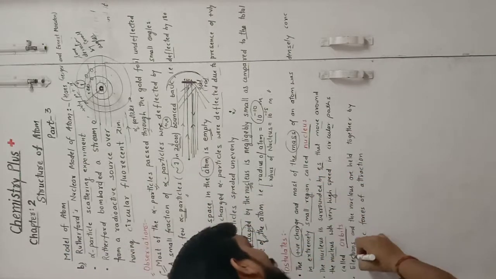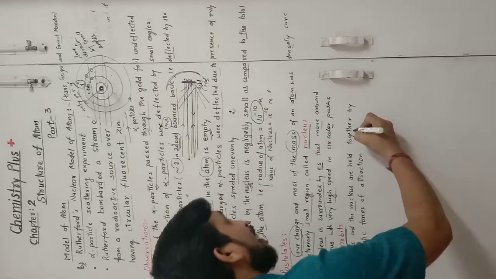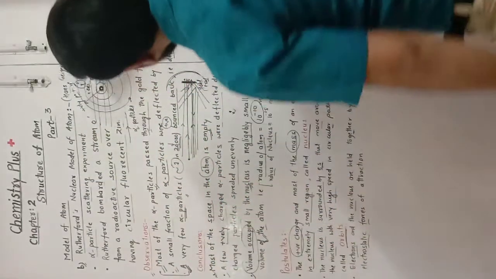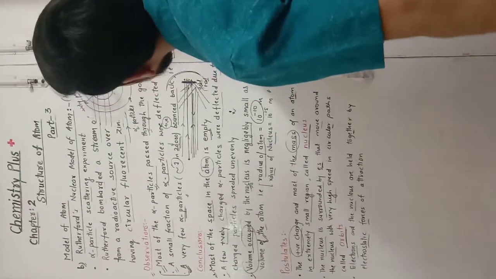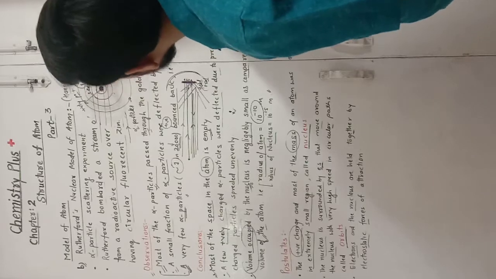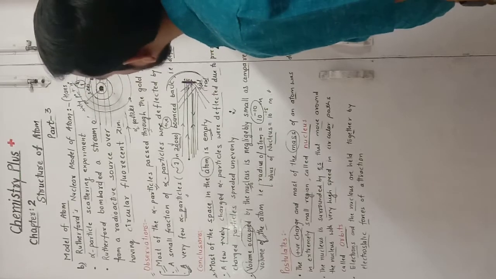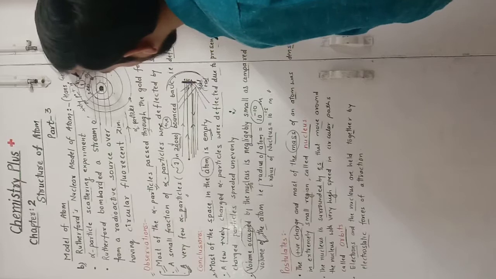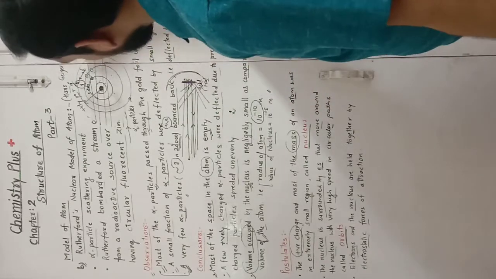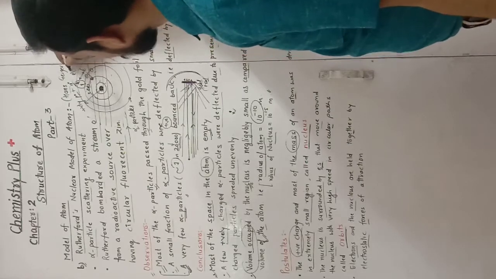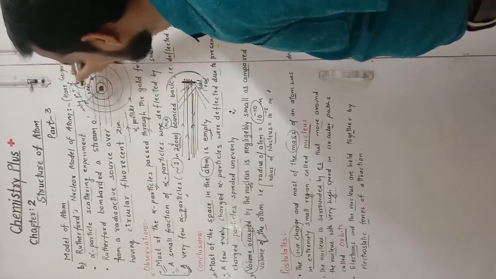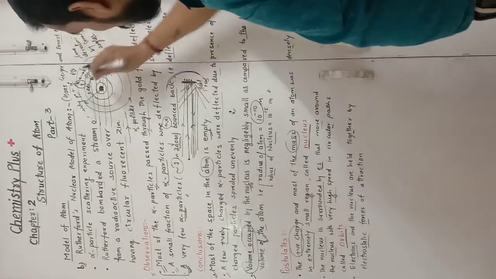The third one is that the electrons and the nucleus are held together by electrostatic forces of attraction. As you know, the nucleus consists of positively charged particles, that is protons, and the orbits consist of negatively charged particles, that is electrons, and between the positively charged and negatively charged particles there exists a kind of force called electrostatic force. So this electrostatic force is responsible for the existence and the neutrality of this atom.